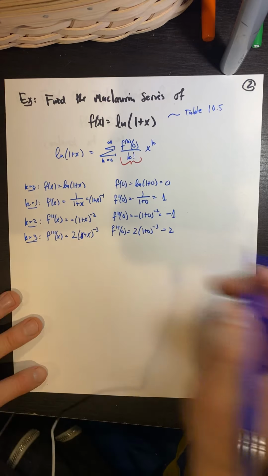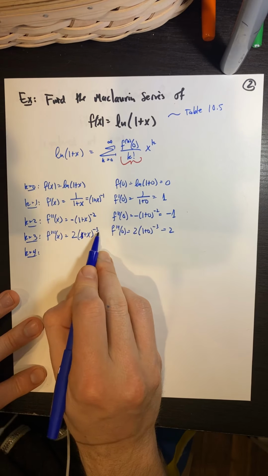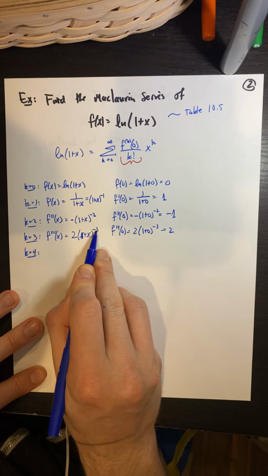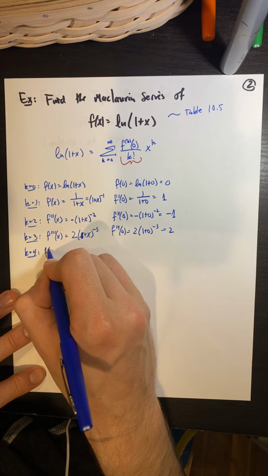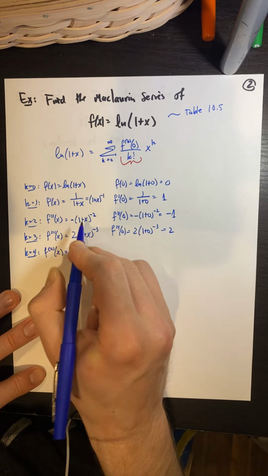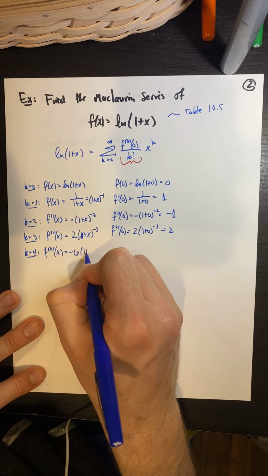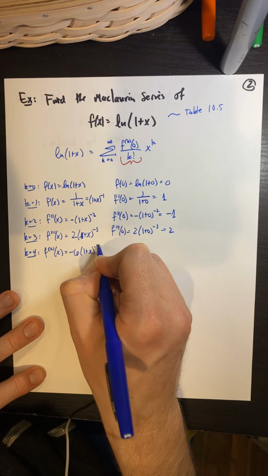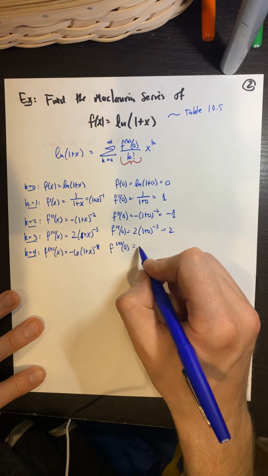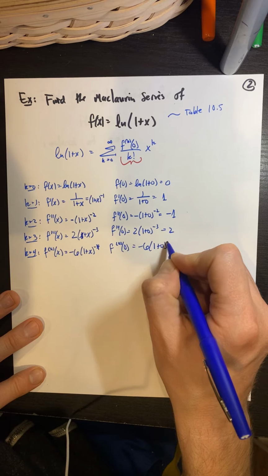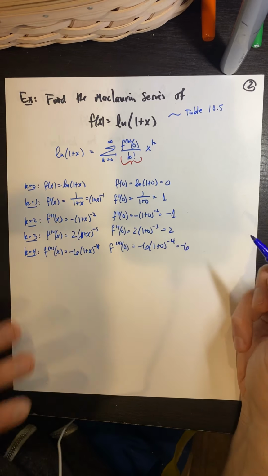Okay, so let's go one more. Now you'll notice that every time I do the derivative here, there's going to be a factorial that comes out, correct? Because now I'm going to have to multiply this 3 by the 2 to get a 6. Also, you might be able to notice that it's going to be an alternating series because of the negative sign. So here I'll get negative 6 times 1 plus x to the negative 4. So the fourth derivative at 0 would be negative 6 times 1 plus 0 to the negative 4, which is negative 6.